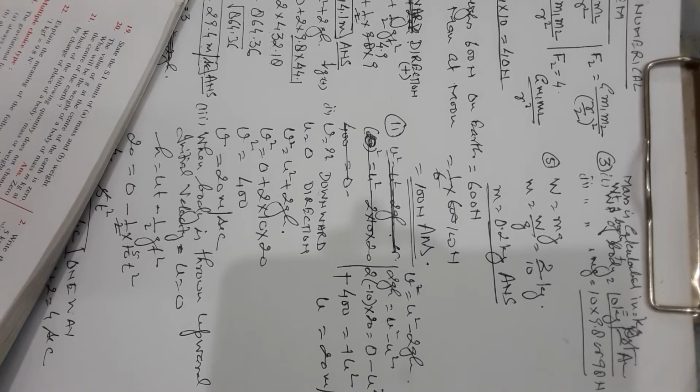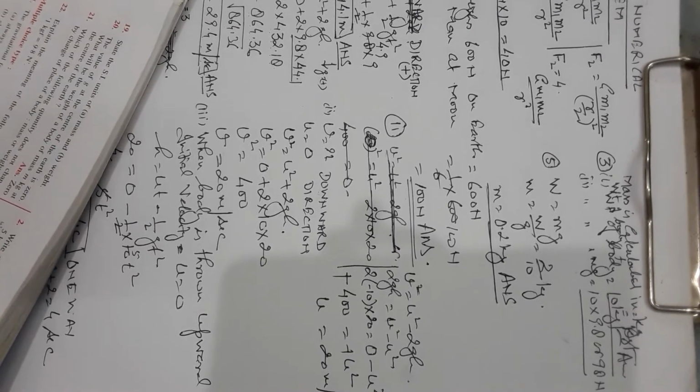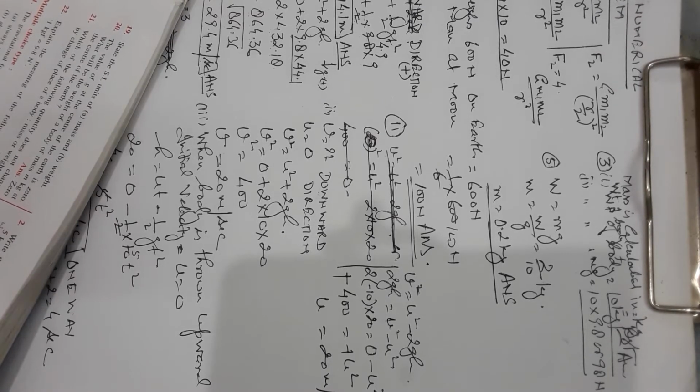Now question number 11. A ball is thrown vertically upward. It goes vertically upward, so g will be used as negative. It goes to a maximum height of 20 meter, so the final velocity at 20 meter will be 0. And then it returns to the ground. Taking acceleration due to gravity 10 meter per second square, find the initial velocity of the ball.